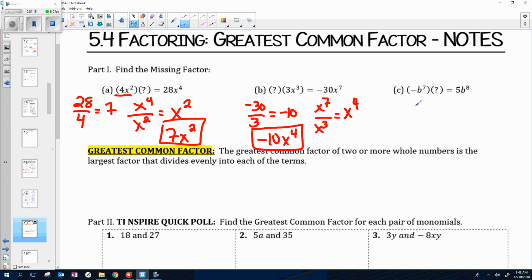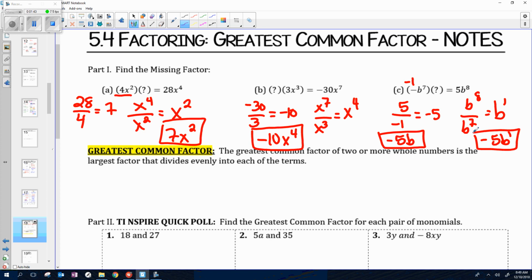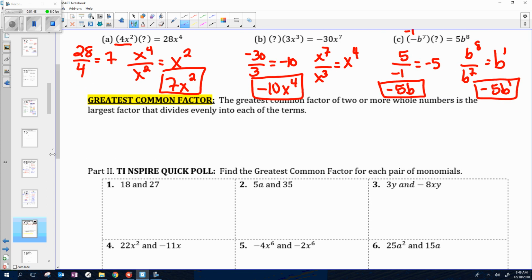For part C, I have a negative b to the 7th. This negative b means I have a negative 1 in front for my coefficient. So 5 divided by negative 1 is negative 5. And when I do b to the 8th divided by b to the 7th, 8 minus 7 is just a 1, which means I'm just left over with 1b, or b to the first, if you will. So that final answer is a negative 5b, or you could write negative 5b to the 1. Both are correct.